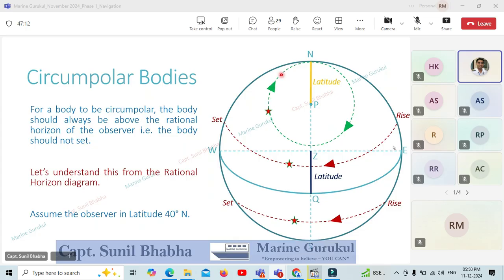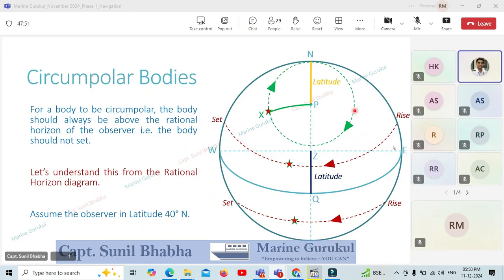Now the arrows show the direction in which the star will be moving on this particular circle. Now we can clearly see that the entire declination circle of this particular star is above the horizon of the observer. It touches the horizon at the north point but never goes below the horizon. So these bodies which remain above the horizon of the observer for a full 24 hours and never set are circumpolar bodies.